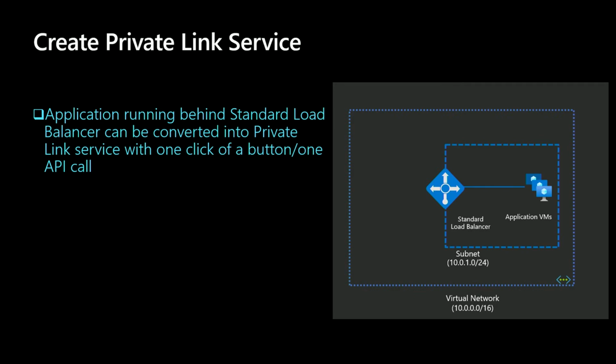So let's see what it entails to create a Private Link service. Let's say you have a bunch of VMs running behind a standard load balancer. This is the most common scenario that we see. That's why we tie the Private Link service to the standard load balancer. All you do is make one API call, or just click a button on the portal, and it will convert this service to a privately linkable service. Isn't that simple?